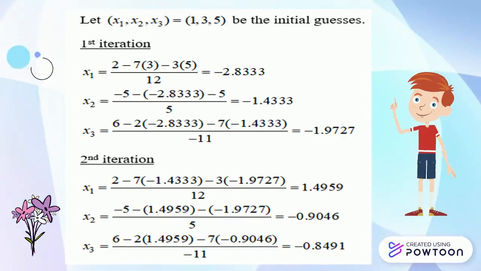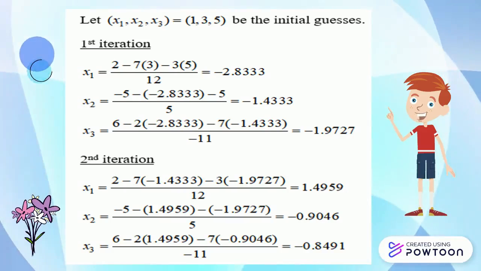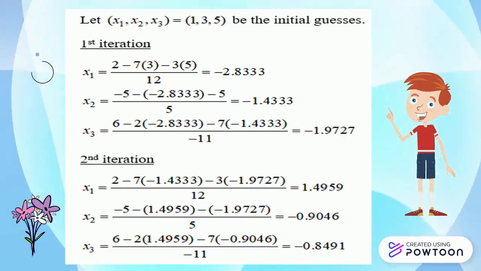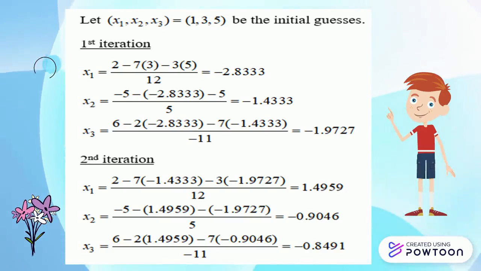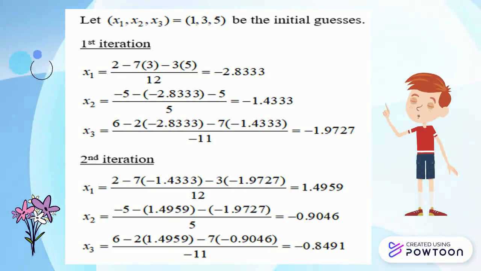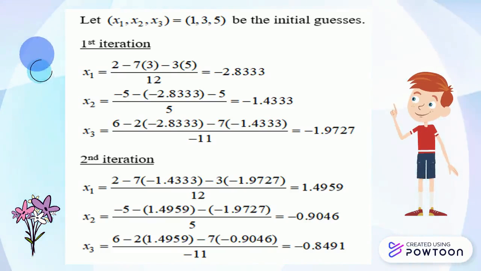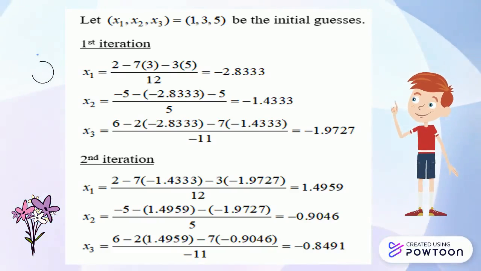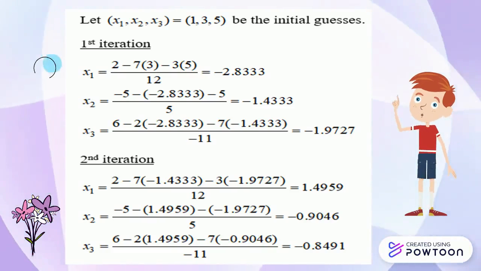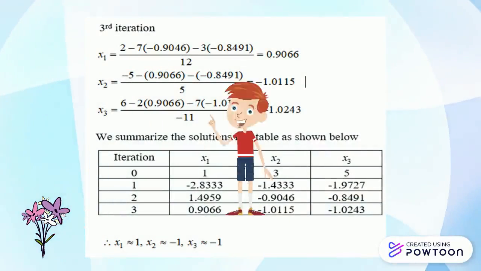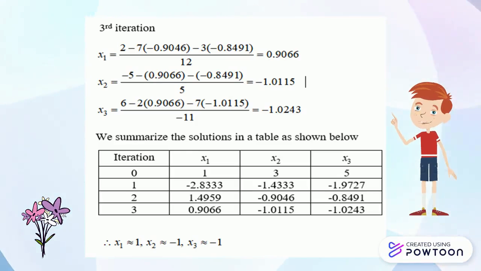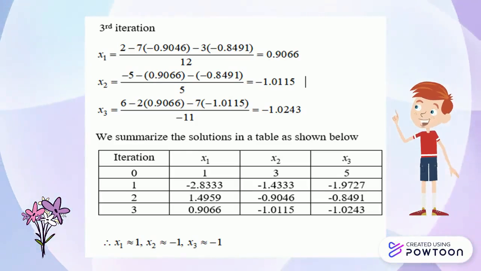For the second iteration, we will use the values from the first iteration and the new values of xi as soon as they are computed. For example, x2 in the second iteration will use the value of x1 from the first equation of that iteration. We do this until the third iteration, using the same steps as the first and the second iteration.